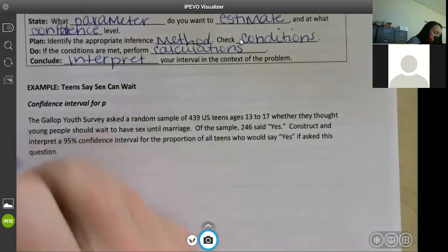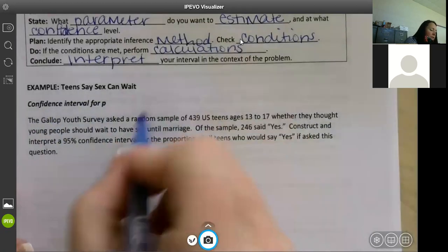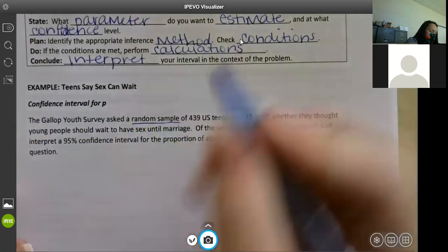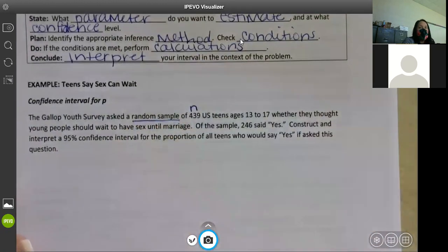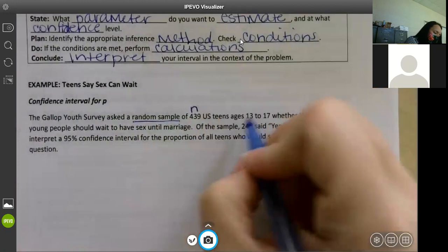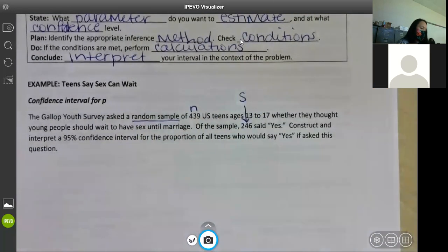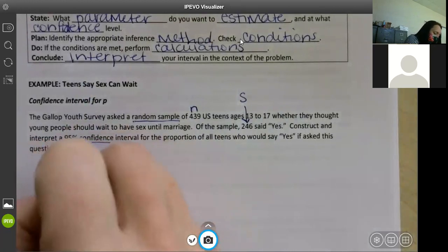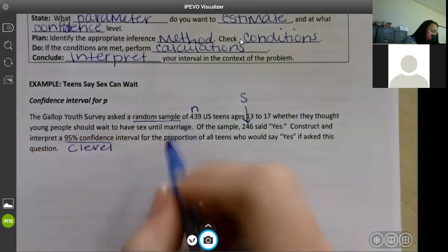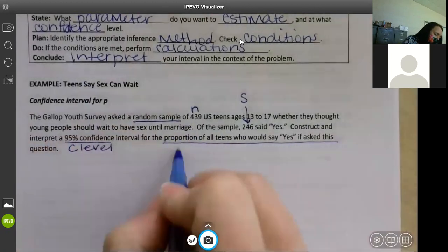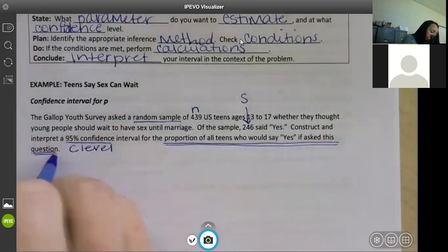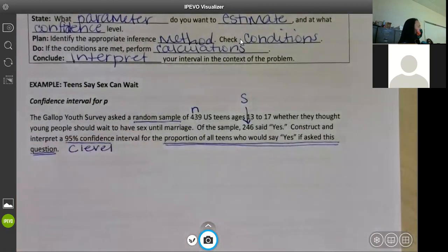So on the state for this one, the Gallup Youth Survey asked a random sample, so we know it's random, just to let you know, of 439. That's going to be our n. U.S. teens ages 13 to 17, whether they thought young people should wait until marriage to have sex. Of the sample, 246, that's our success, said yes. Construct and interpret a 95% confidence interval, so that's our C level, for the proportion of all teens who would say yes if asked this question. So that's your context of the problem.